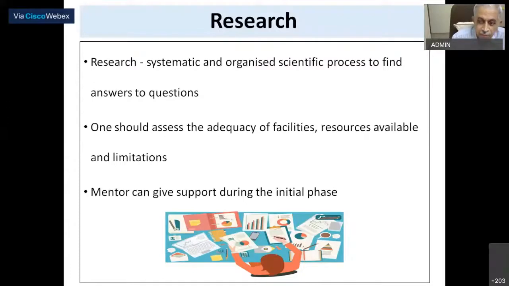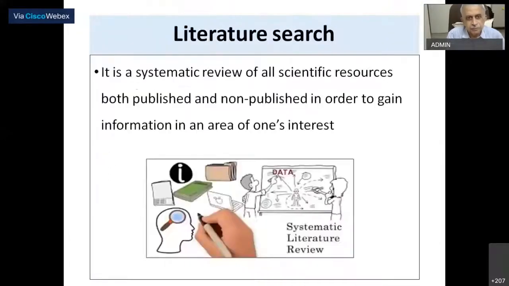But whenever you have a problem, you may have a big problem, but you should also think whether you have facilities, whether you have resources, what are the limitations. These also you should think. Otherwise, you will jump into water without knowing the depth. You may drown in the water, you may not come out. So it is very important, not only you should have a research question, you should also look for facilities, resources, whether they are available or not. And it is always better to have a mentor in the beginning or the initial phase of your research.